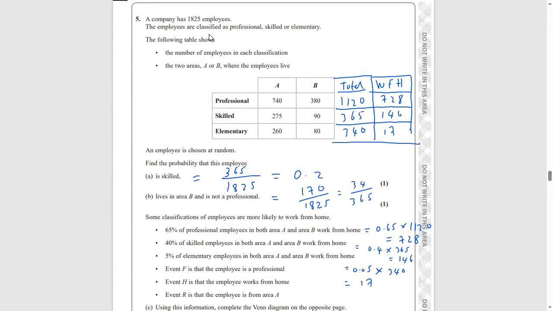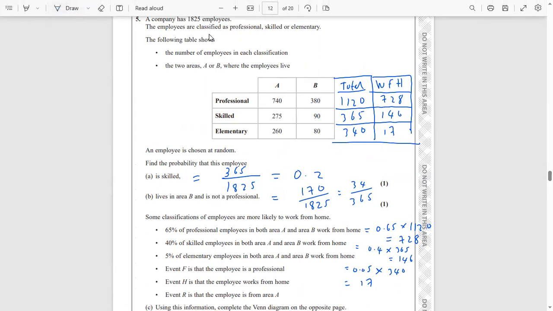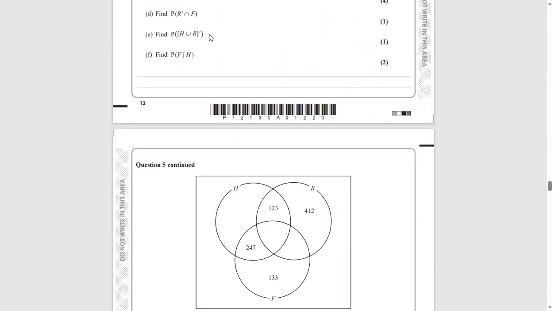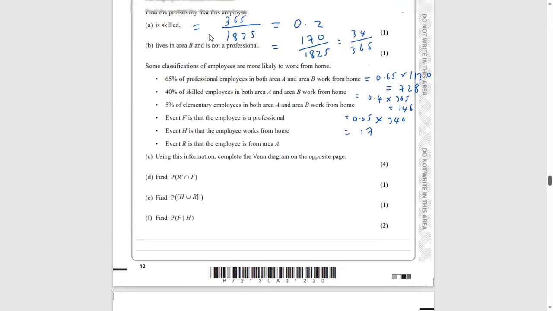We're just going to add up all the number of people in this work from home column, which is there. So 728 plus 146 plus 17, that's going to give us 891. So we know that 891 people work from home. Okay, so we got that information there.